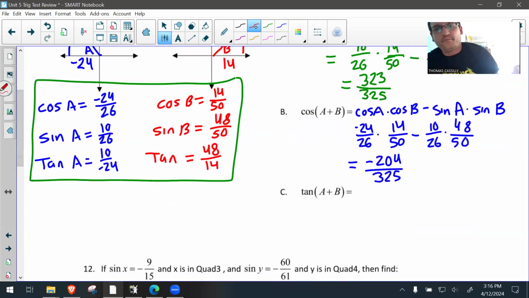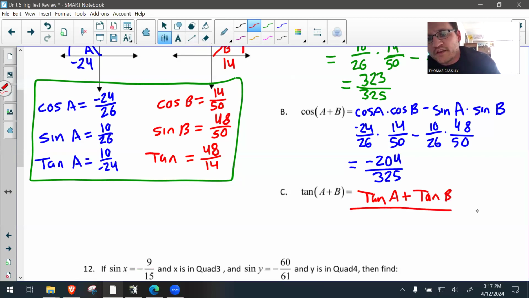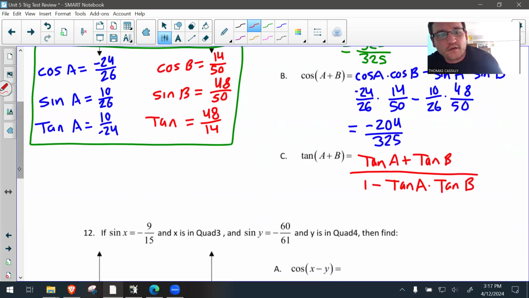So the tangent now. The tangent identity is the tangent of a plus the tangent of b. Right, so those signs match on top, but on bottom it's going to be the conjugate. So it's 1 minus the tangent of a times the tangent of b. All right, so this is going to get ugly.